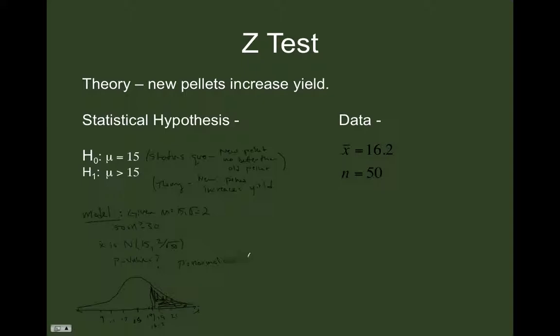Lower limit here is 16.2. Upper limit is positive infinity, which of course is not a number, so I'm going to have to use E99 there. Then we have 15, and we have 2 divided by the square root of 50. So that will give us the p-value. Or another option is to use the z transformation here, okay? So the specific z transformation for this example is going to be x bar minus 15, that's mu, divided by sigma divided by the square root of n.